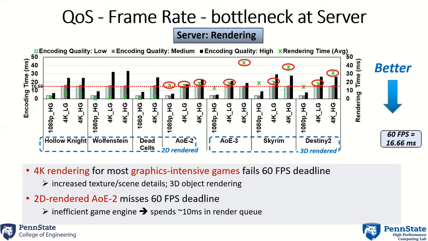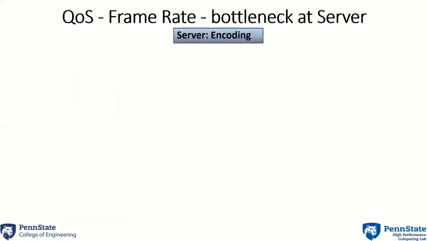On further examination, we found that this was due to their inefficient game engine design leading to graphics draw calls spending more time in the rendering queue. Next, assuming the ideal frame generation performance at rendering stage, we next investigate the frame rate at the next stage in the game streaming pipeline, that is the encoding stage.